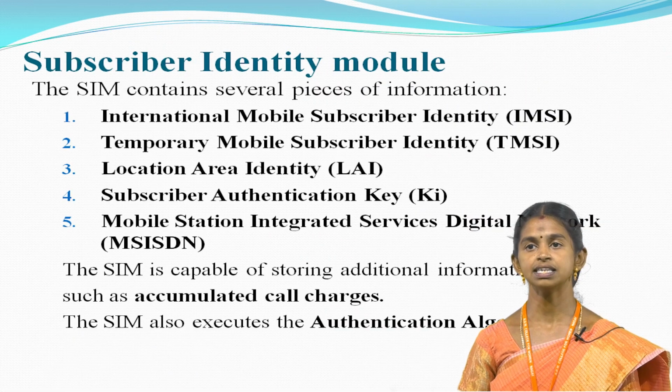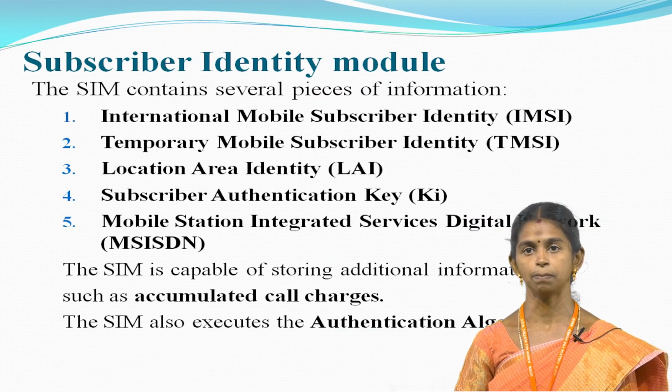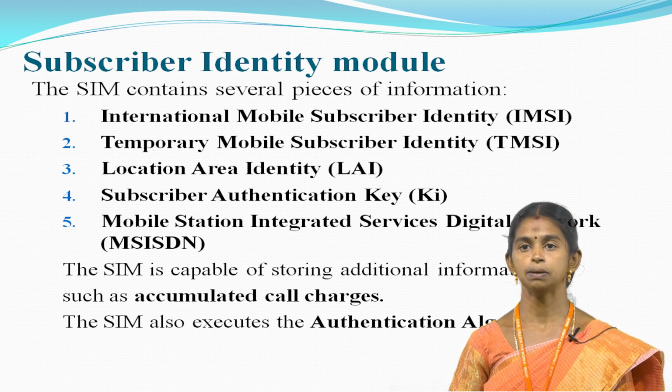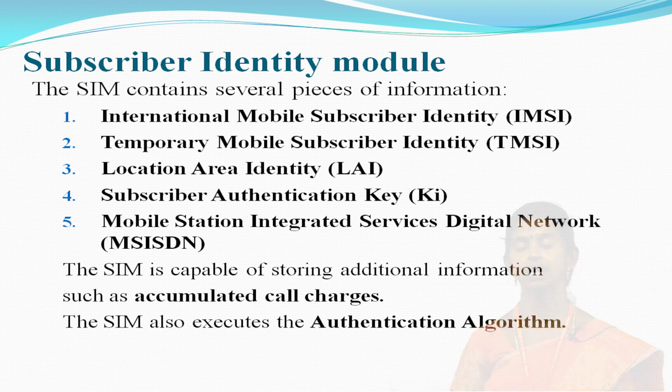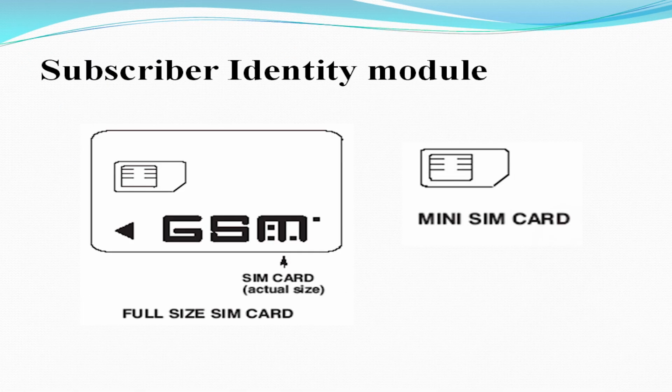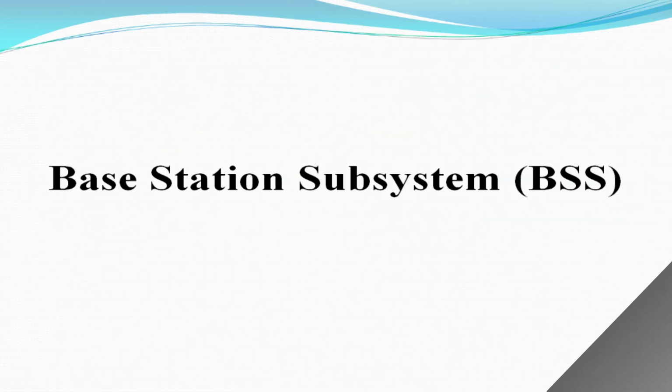The SIM contains several pieces of information: number one, IMSI; number two, TMSI; number three, LAI; number four, Ki; number five, MSISDN. The SIM is capable of storing additional information. The SIM also executes the authentication algorithm. The subscriber identity module in full size and mini size are displayed for your reference.